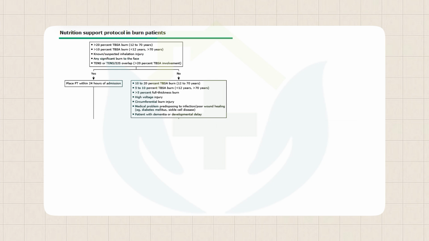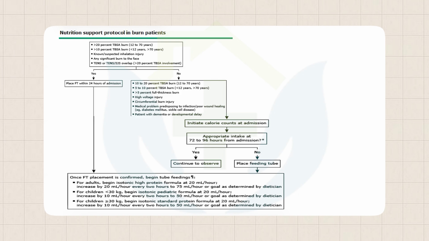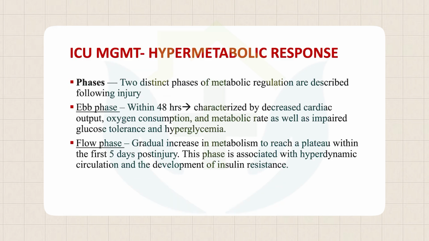So the nutritional algorithm is pretty simple. If you have a patient where we can put a Ryle's tube, you put it and start the nutrition early. If the patient is able to swallow immediately, then you can keep it like that. And if the patient is not catching up, you can put a Ryle's tube along with oral feeding.